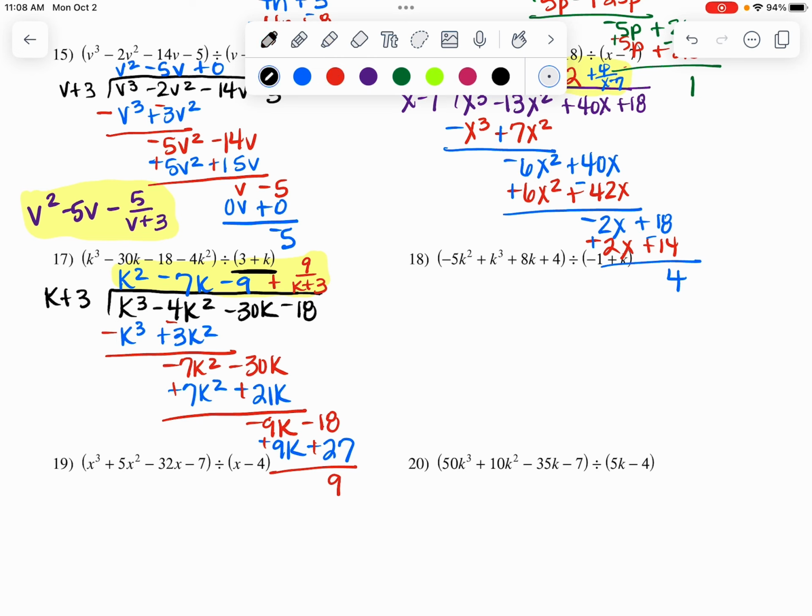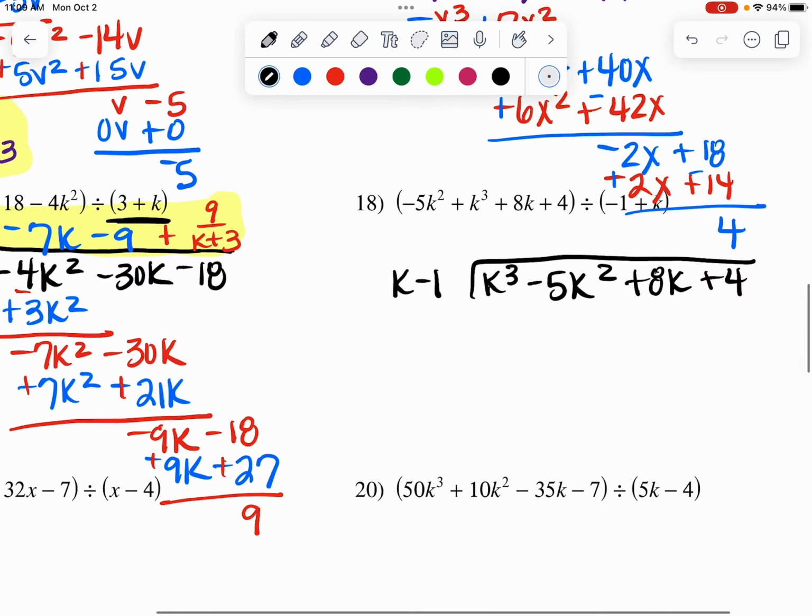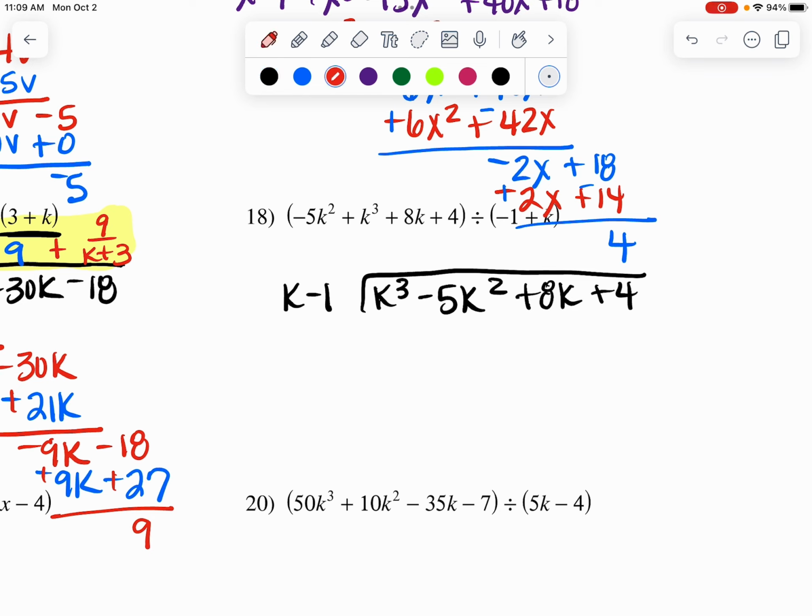It's negative 1 plus k, so there's going to be k minus 1. And then again, rewrite that properly. k to the third minus 5k squared plus 8k plus 4. Wow, that's going to really overlap. Sorry. All right, so I need a k squared. So k to the third minus k squared. So when I subtract these, come on, Ken, that's going to give me a negative 4k squared, and then bring down that 8.